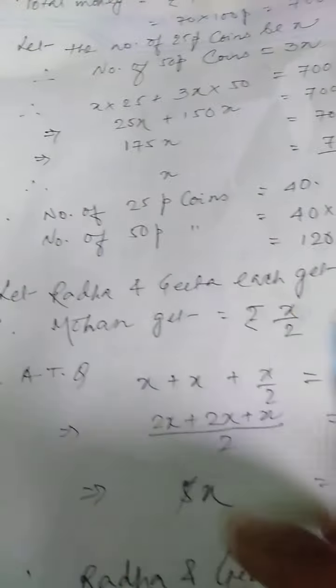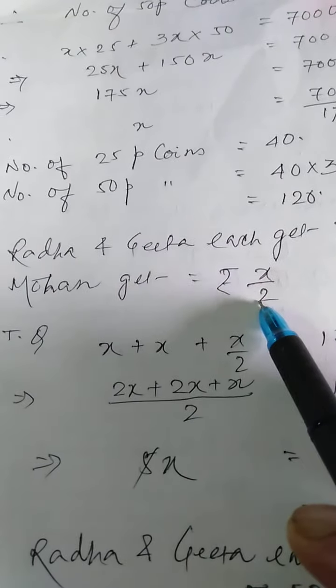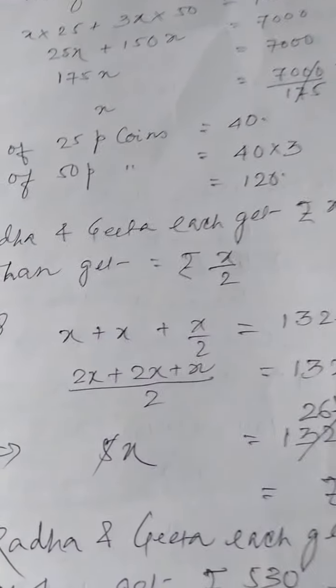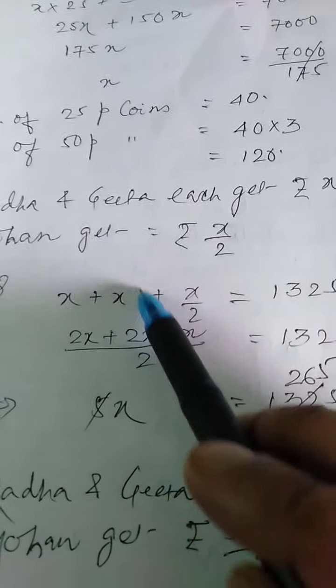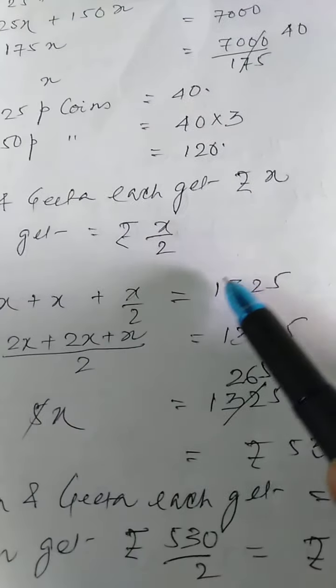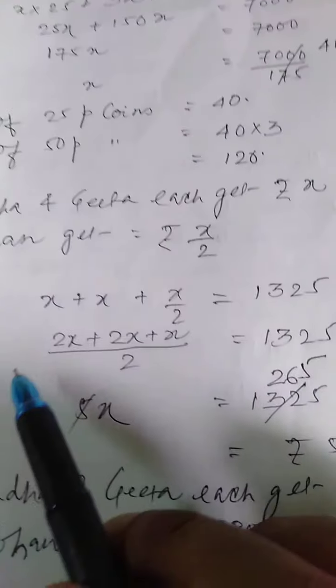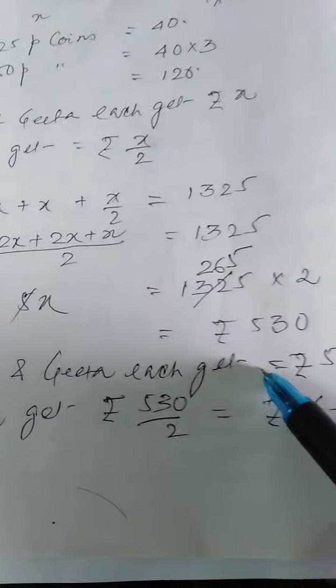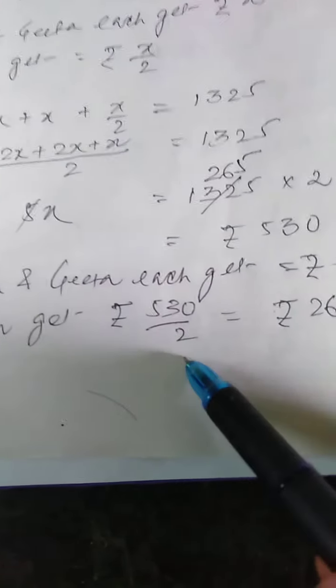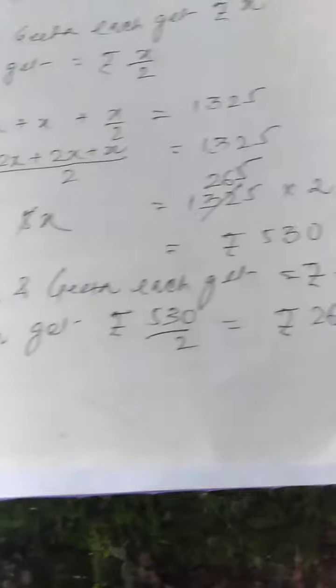Okay, so let's do it. Let Radha and Geeta each get rupees x. So Mohan will get how much? x by 2. Okay. And total money is how much? Total money is 1325. So the share of Radha plus share of Geeta plus share of Mohan is equal to 1325. If you take the LCM, you can solve it and you will get the answer 530. So 530 is x, that is Radha is getting rupees 530, Geeta is also getting rupees 530 and Mohan is getting 530 by 2, that is rupees 265.